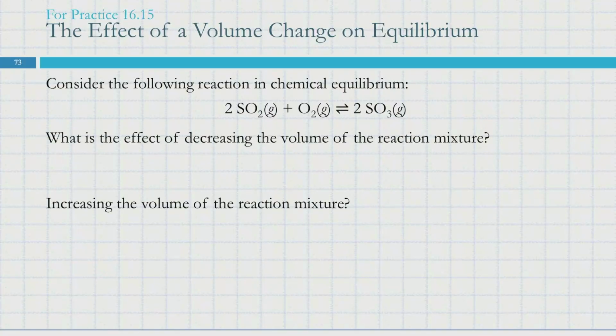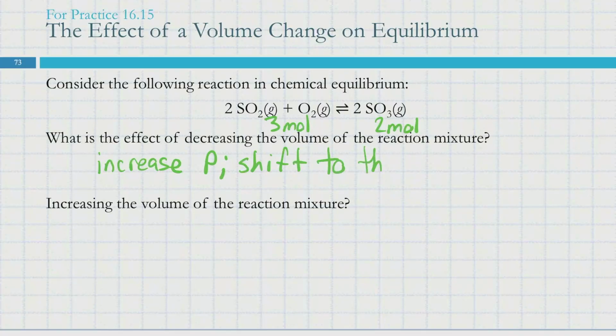All right, if we decrease the volume, what happens? The reaction shifts to the right. Why does it shift to the right? Increase in pressure, so it shifts to the side with fewer particles. Yeah, we have 3 moles of things on the left side, on the reactant side. We've got 2 moles of things on the right side, on the product side. If we decrease the volume, that's increasing the pressure. And we're going to shift to the side with fewer particles, which is the right.